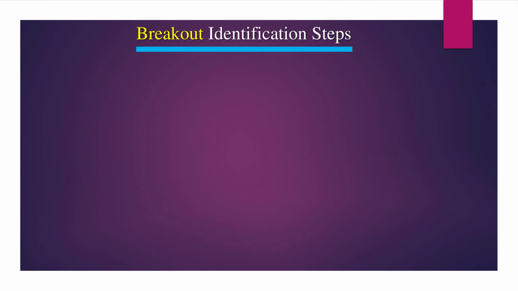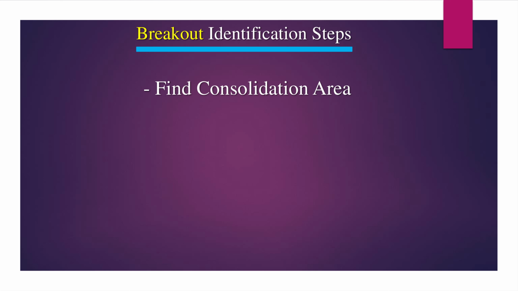Breakout identification has three steps. At first, try to find the consolidation area. This area comprises several uptrends and downtrends, and price points are rejected by the chart in different locations that we call supply and demand zones.